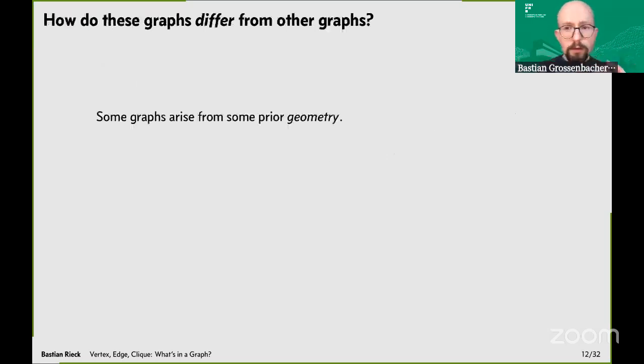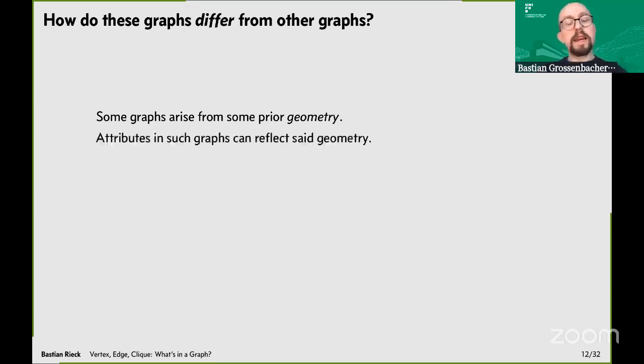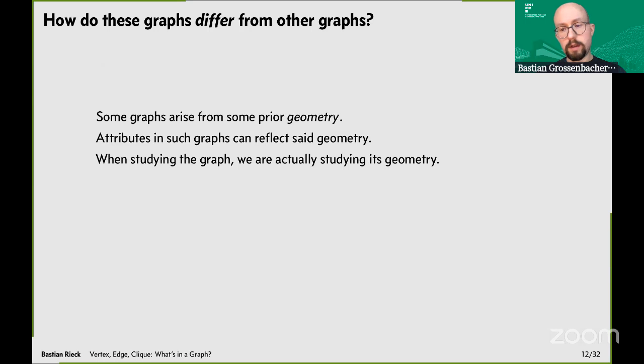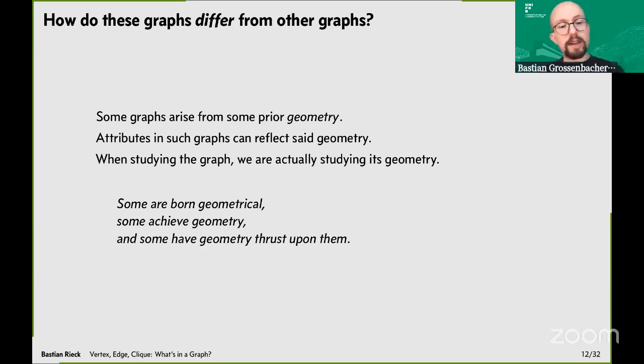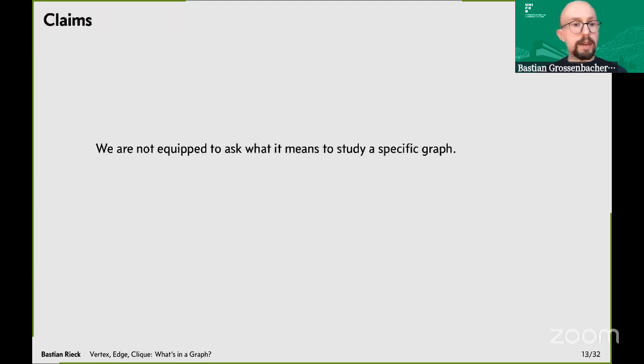Now, how do these graphs actually differ from the other graphs that we're typically dealing with? And this is again a little bit of an allusion to a Shakespearean play, which some of you might recognize. So some graphs arise from some prior geometry, and then the attributes in such graphs can reflect this geometry, of course. Some graphs are created differently though, but when we study these types of graphs that arise from some prior geometry, we're actually studying its geometry, or a proxy of that geometry, right? And you could summarize this as: some are born geometrical, some achieve geometry, and some have geometry thrust upon them. This is what we're doing when we collect these data sets.